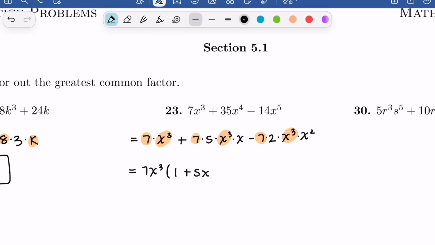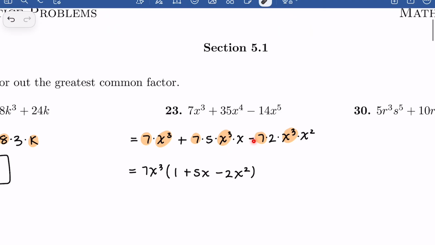And for my last term, I'm going to be left with minus 2x squared. Don't forget to bring the sign with you. Now, like I said, we can always check our answer by redistributing. So if I take this greatest common factor that we pulled out and I distribute it to everything in my parentheses, I end up with our original polynomial expression, which is exactly what we wanted.